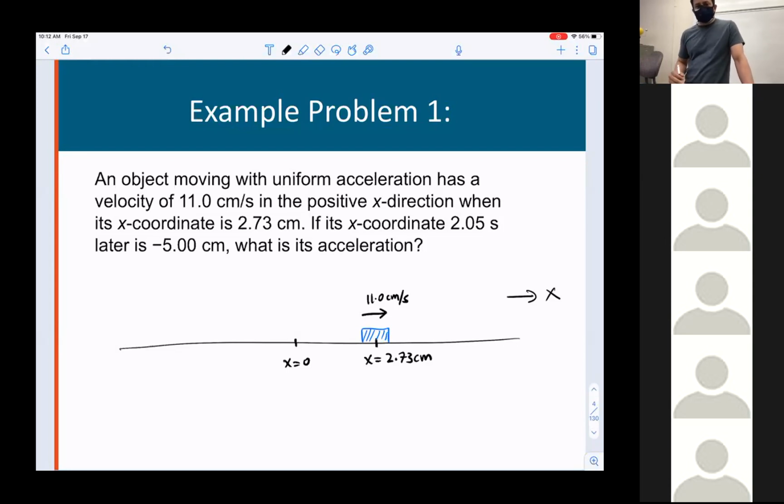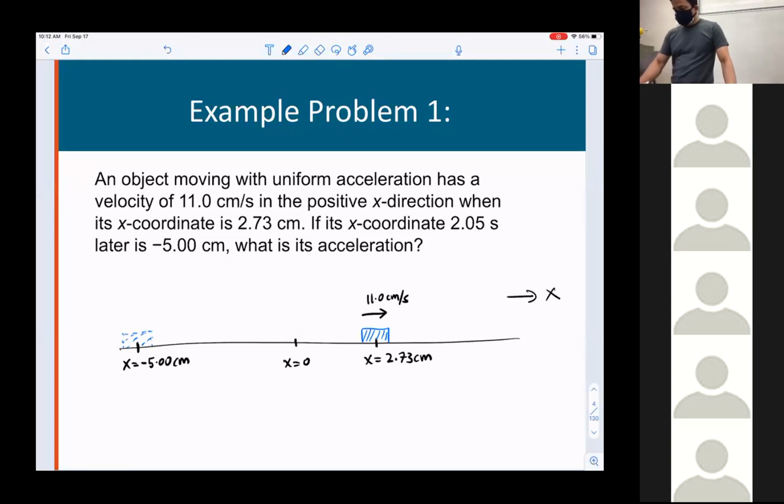Then it tells us that a little bit later, its x coordinate 2.05 seconds later, it is located at -5 centimeters. So where's -5 centimeters? It's going to be to the left of x equaling 0. So that may be somewhere over here. That's your x equals -5 centimeters. And so a little bit later, the object is over here. Any questions on that?